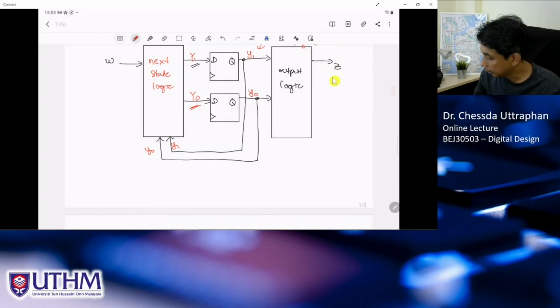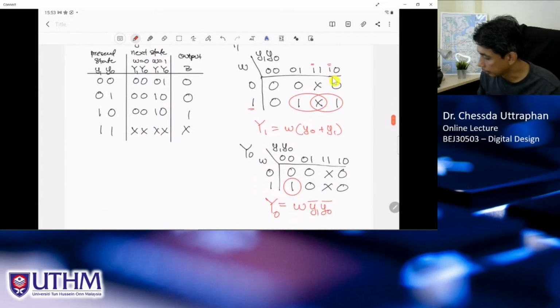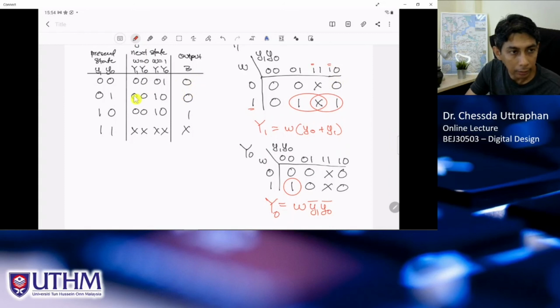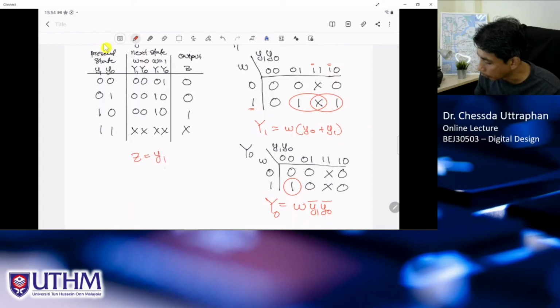So the Z signal is actually easy. We can observe this. Because this is don't care, we can map together here, and we can see that Z is actually equal to Y1. See, 0, 0, 0, 0, 1, 1, and this is don't care. We can set to 1. So 0, 0, 1, 1. So it is actually Y1. So we can say that Z is actually equal to Y1.